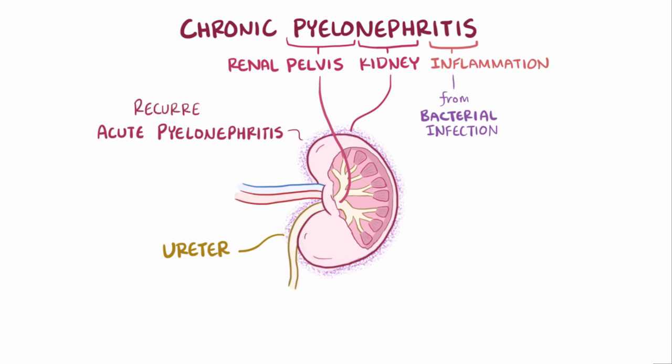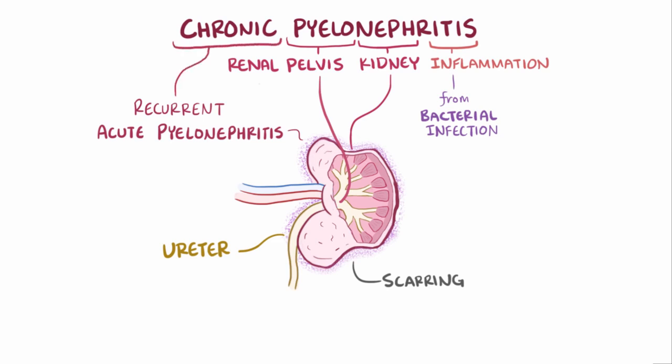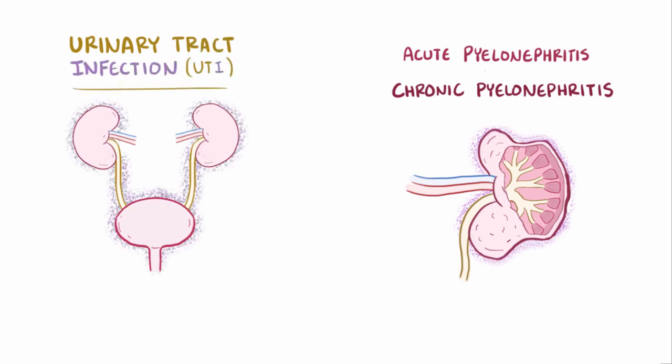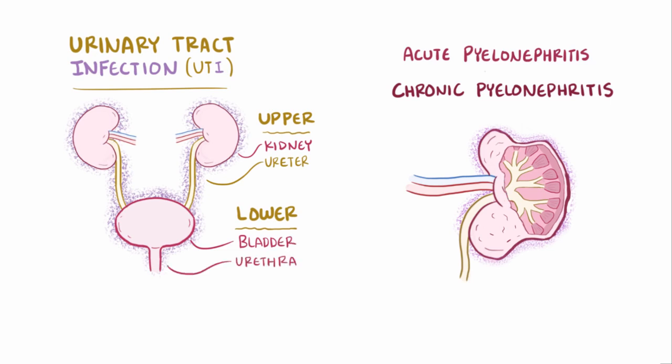When somebody has recurrent episodes of acute pyelonephritis, the kidney becomes visibly scarred, at which point it's referred to as chronic pyelonephritis. Now, a urinary tract infection, or UTI, is any infection of the urinary tract, which includes the upper portion of the tract, the kidneys and the ureters, and the lower portion of the tract, the bladder and the urethra. So acute and chronic pyelonephritis are types of upper urinary tract infections.